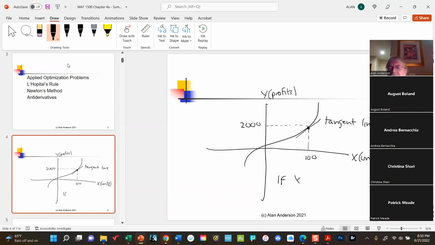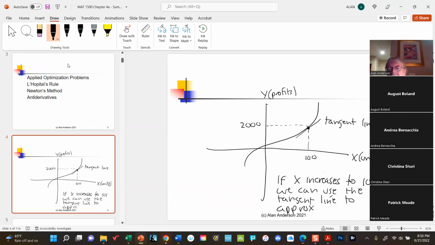So if X increases to 101, we can use the tangent line to approximate at least the change in Y. In other words, we want to know, if we just produce one more unit of our output, what is the likely impact on our profits?